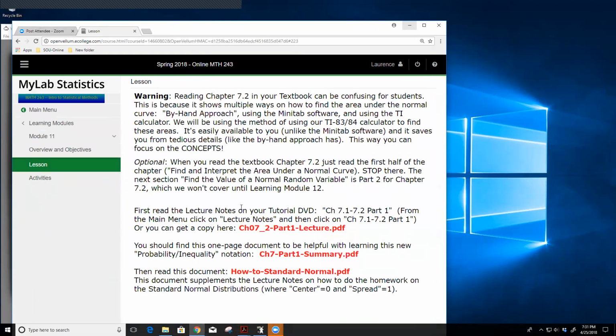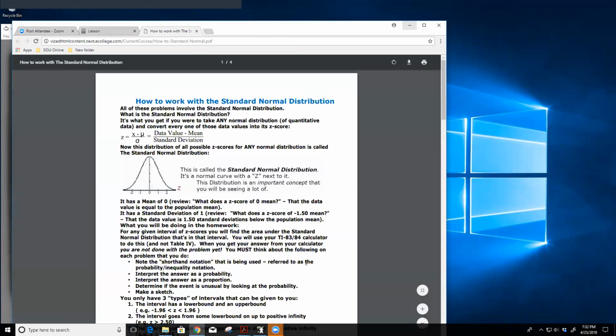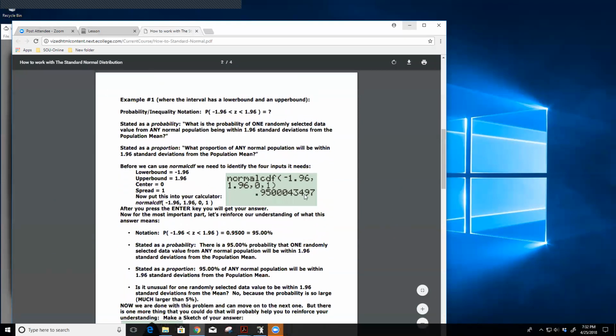let's just take a look at the lesson. So here's the lecture notes. Now, hopefully you notice this one. Whenever you see the Z for next to a curve, that's the standard normal distribution where the center is 0, the spread is 1. And this document explains that. In fact, we could take a little peek at it. So if you say that, hey, I didn't see anything about the standard normal. Well, somehow you missed this document.